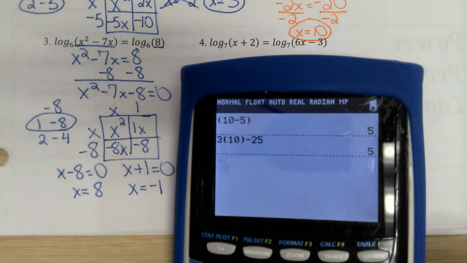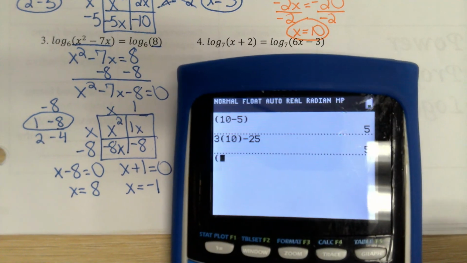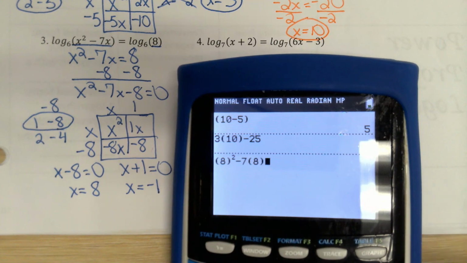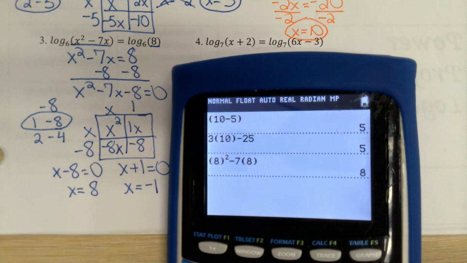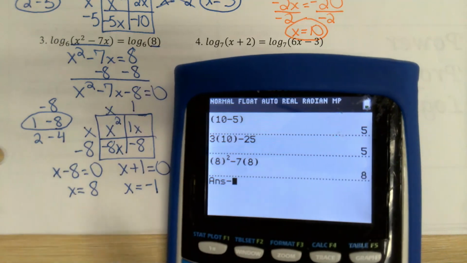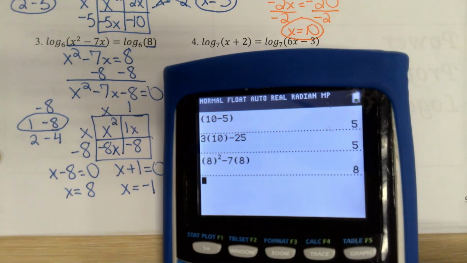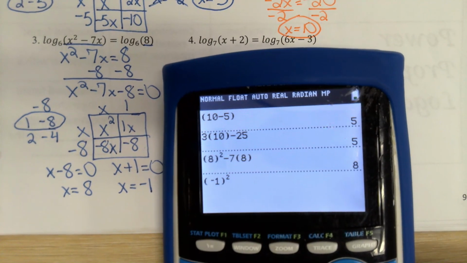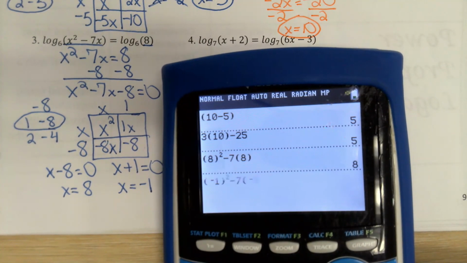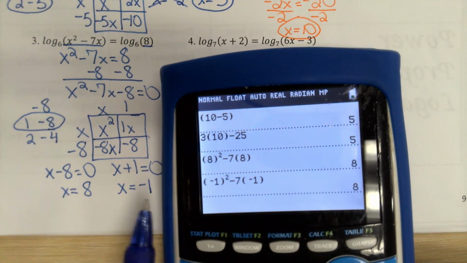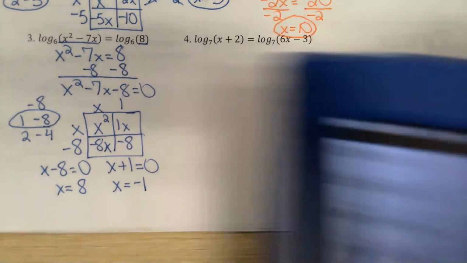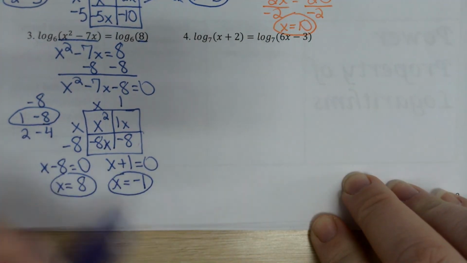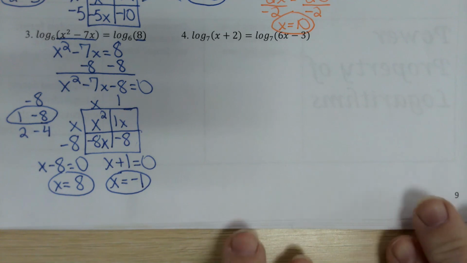So I have x squared, so 8 squared minus 7 times 8. That gives me a +8. That's what I had as my argument on the other side. Let's try -1. Gives me +8. So since they're both positive, we'll include both answers.